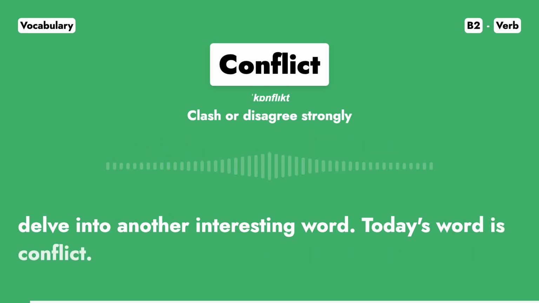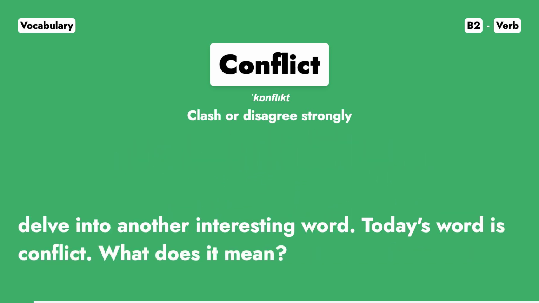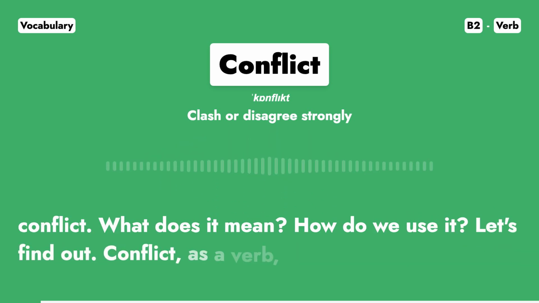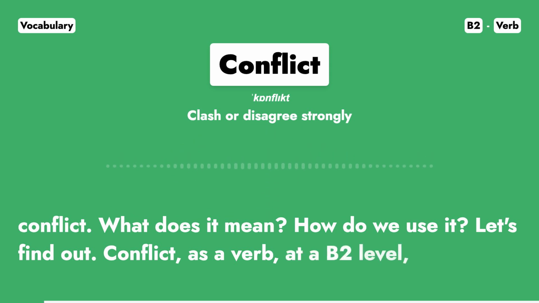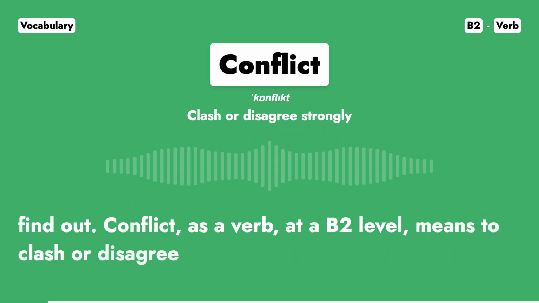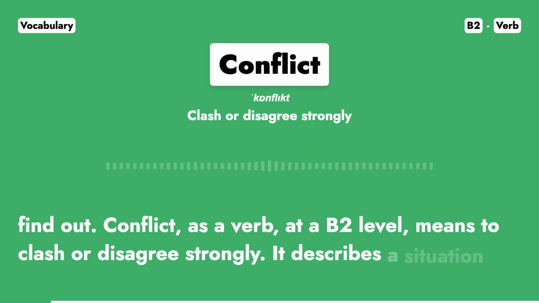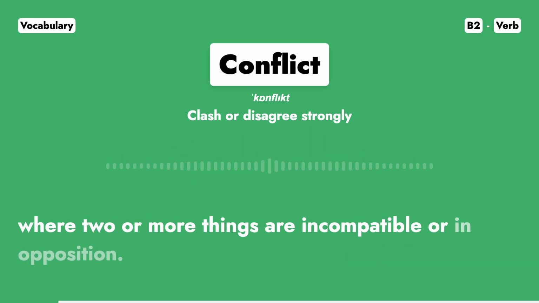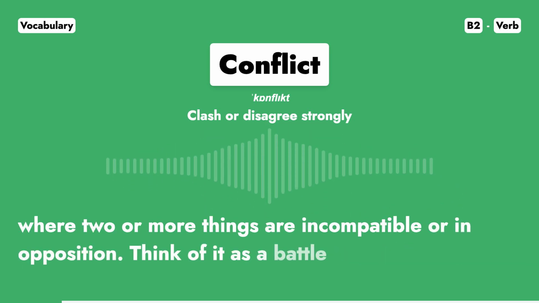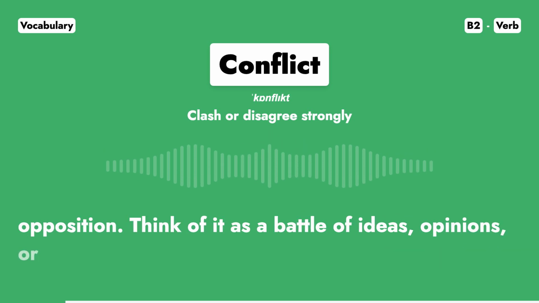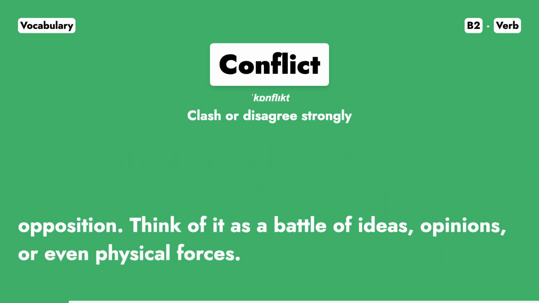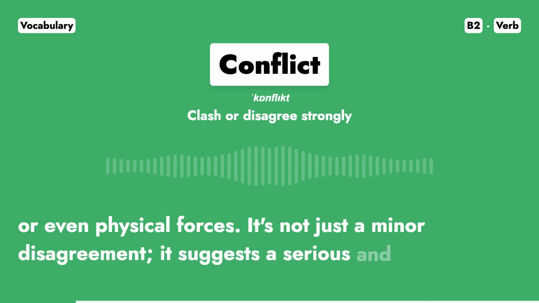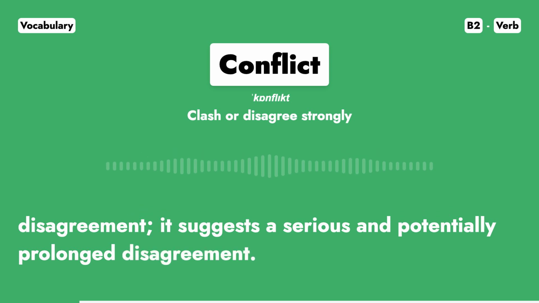Today's word is conflict. What does it mean? How do we use it? Let's find out. Conflict, as a verb, at a B2 level, means to clash or disagree strongly. It describes a situation where two or more things are incompatible or in opposition. Think of it as a battle of ideas, opinions, or even physical forces. It's not just a minor disagreement. It suggests a serious and potentially prolonged disagreement.